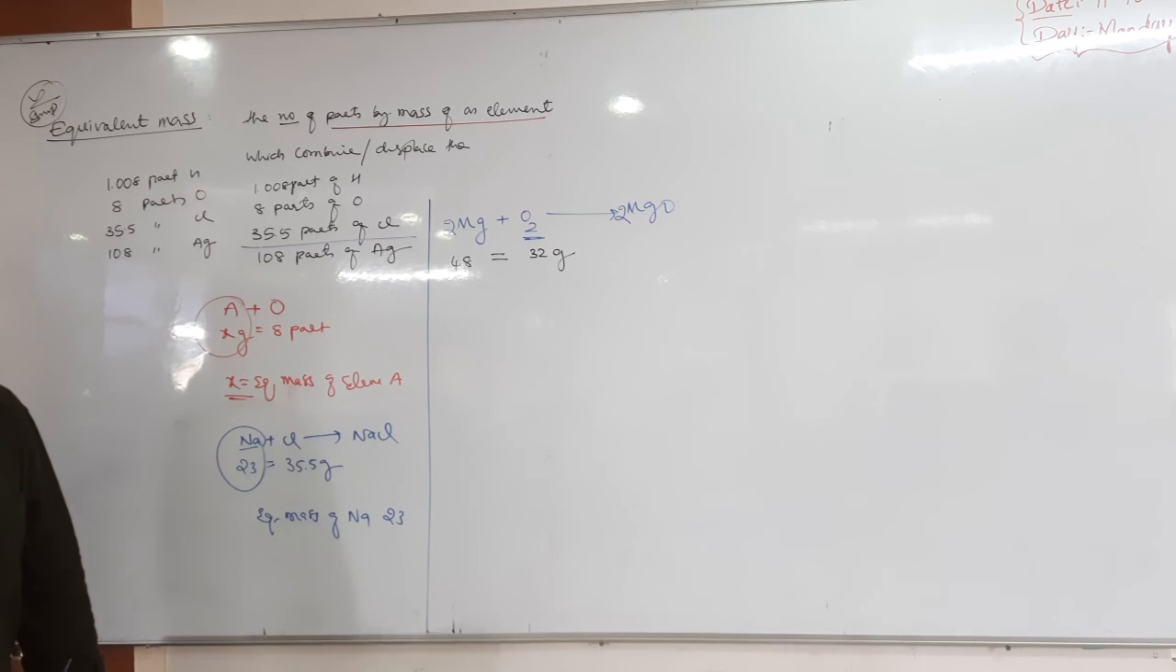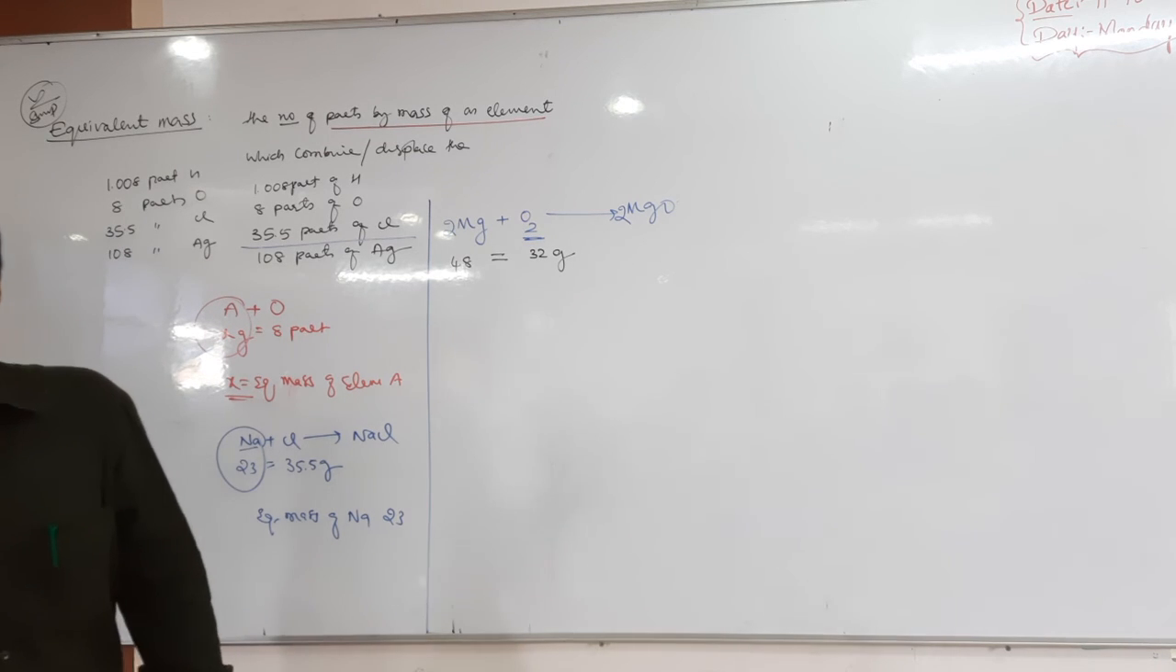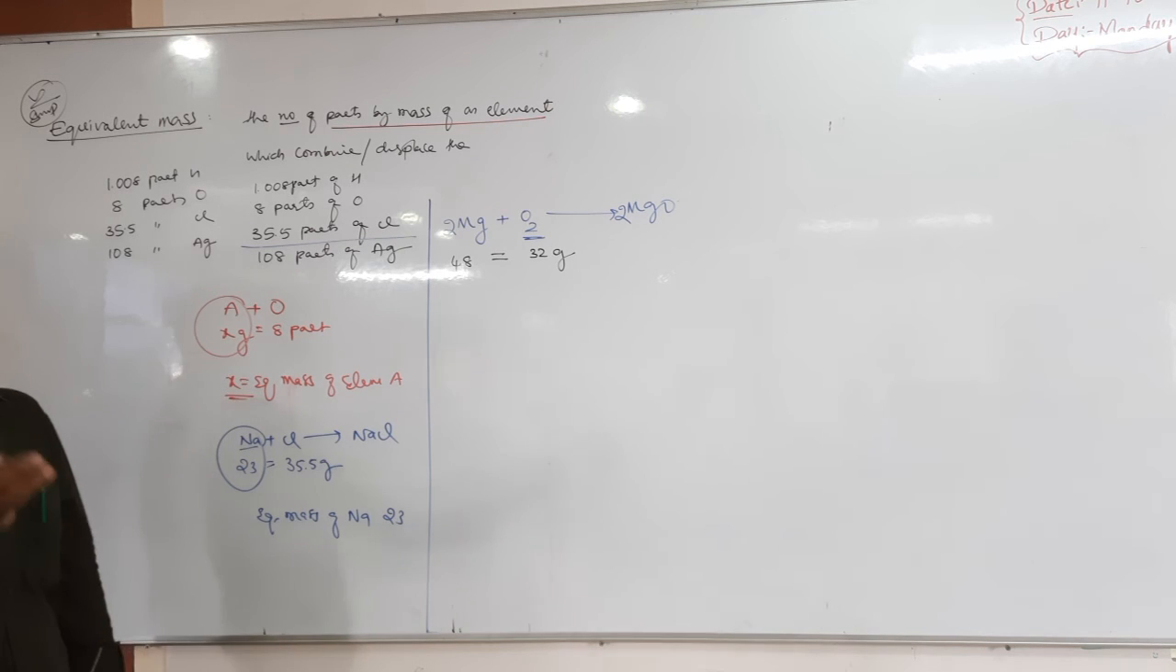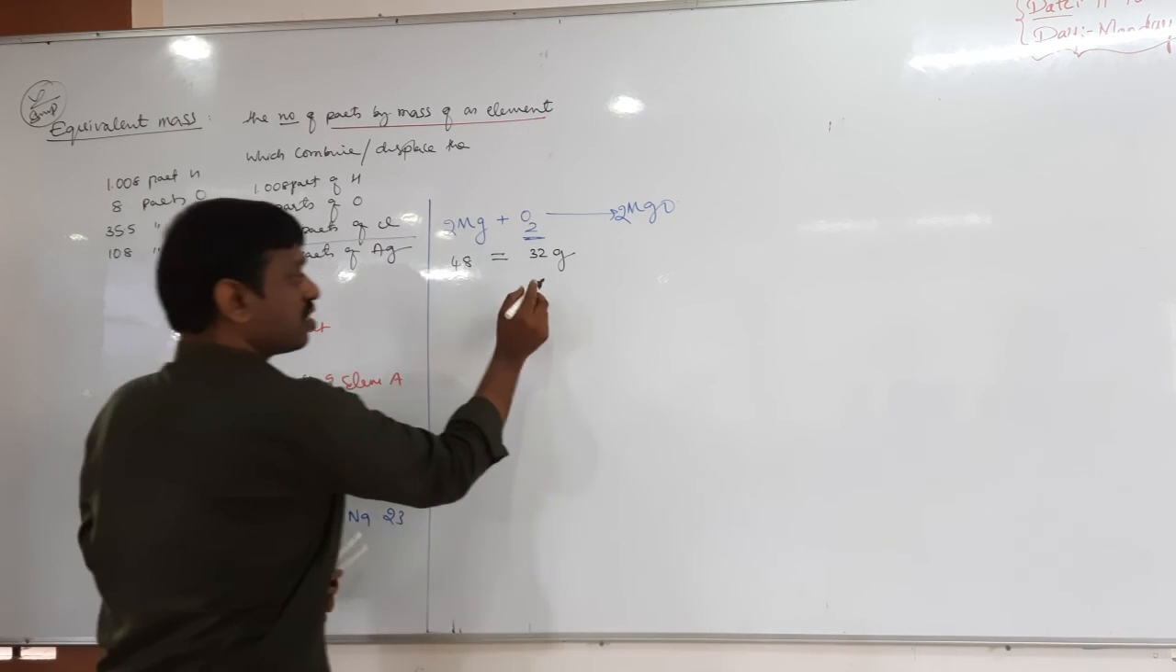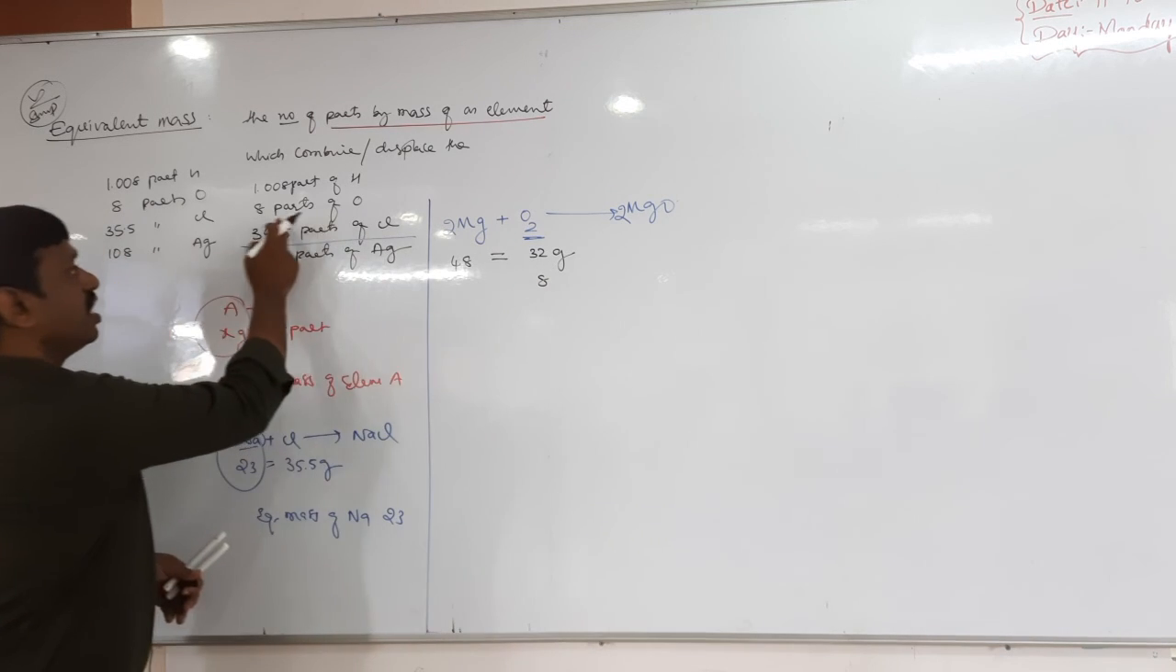Now the question is, we know that the equivalent mass of an element always combines with the equivalent mass of another element. What is the equivalent mass of oxygen? This is fixed. We know that it is 8.